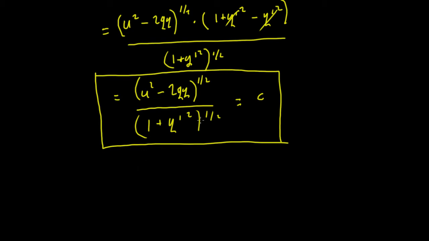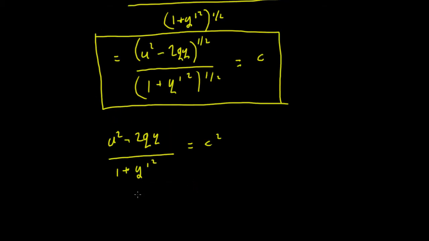Now we're going to transpose this for y derivative squared, so you can square both sides, you can make that c squared, so you end up with u squared minus 2gy all upon 1 plus y derivative squared equals c squared. Now if you work through that, you've got to take the 1 plus y derivative squared up, multiply it by c squared, and then you can take the other c squared back over here, and eventually you can get your y derivative squared.